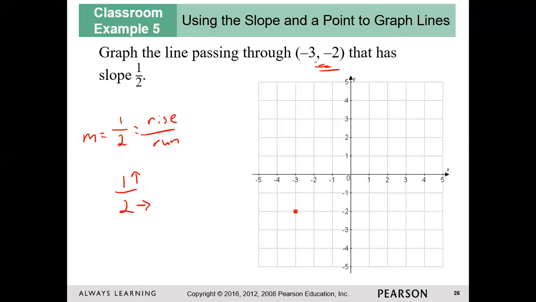So go back to the point that you graphed. Again, remember, this is your starting point. Then you go up 1 over 2, and you will get your next point. You can do it again if you wanted to, up 1 over 2, up 1 over 2, and you can see that all of these points are on the exact same line. So we just connect the dots, and we're done. Okay.